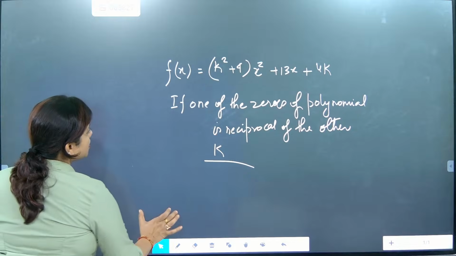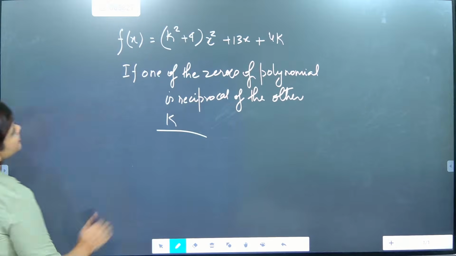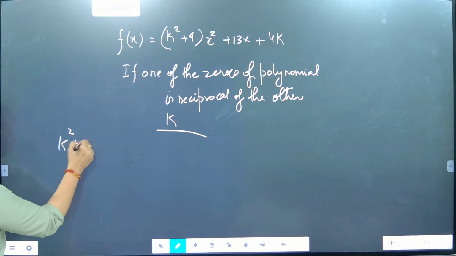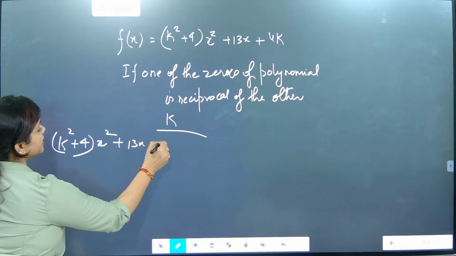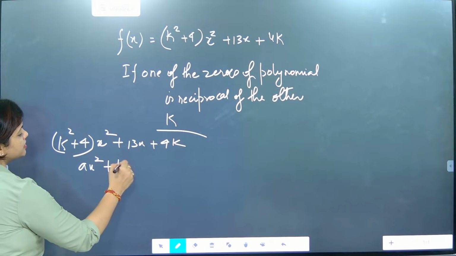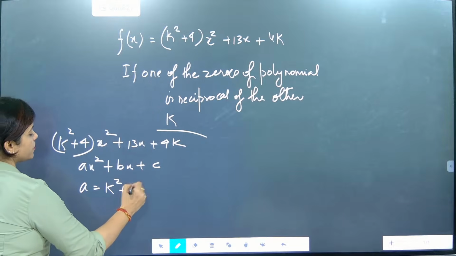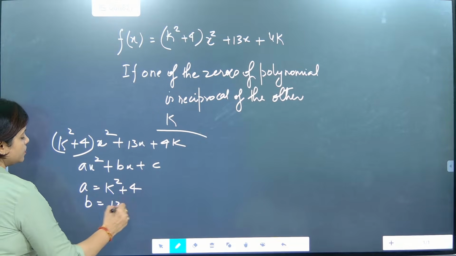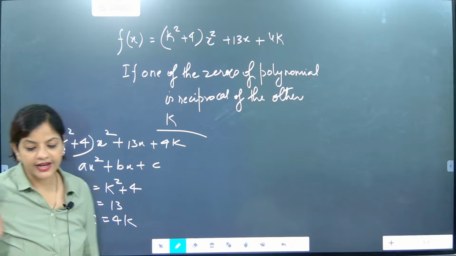So how are we going to deal with this question? Don't waste time. General equation. So in shortcut way, k square plus 4, I am writing, you write directly, plus 13x plus 4k is there. Compare it with general equation ax square plus bx plus c. A will be equal to k square plus 4. B will be equal to 13. C will be equal to 4k. That's it.